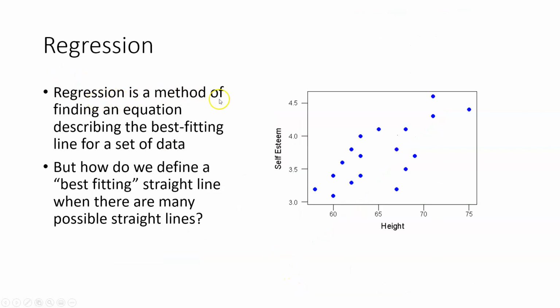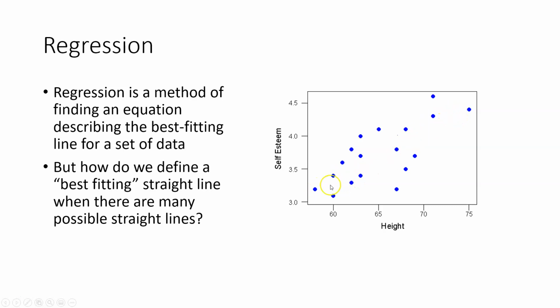Now, regression is a method of finding an equation that describes the best fitting line for a set of data. But one might ask, how do we define a best fitting straight line when there are so many possible straight lines? So in this set of data, unlike the last, where we had a fixed formula to determine how much somebody would pay, the relationship between height and self-esteem is not fixed. It's likely impacted by other kinds of variables.